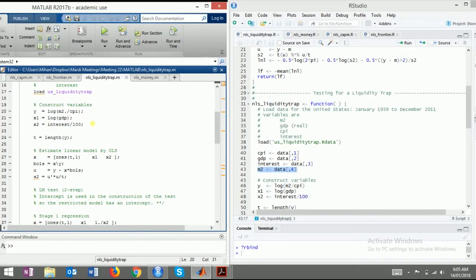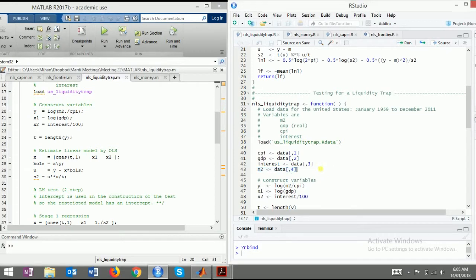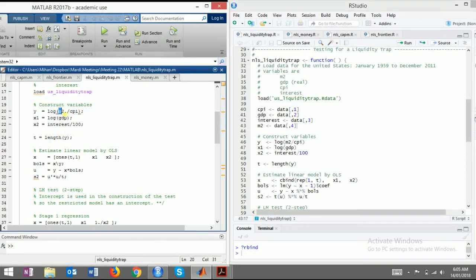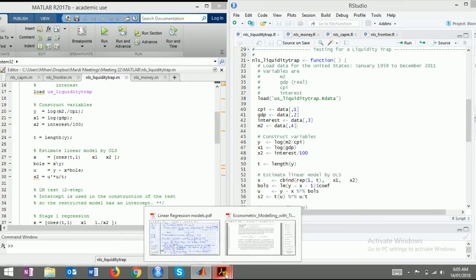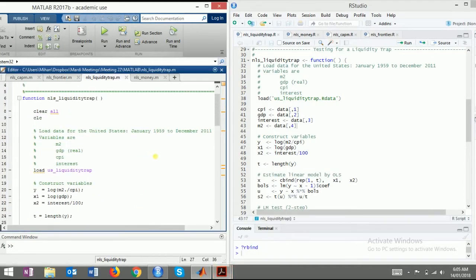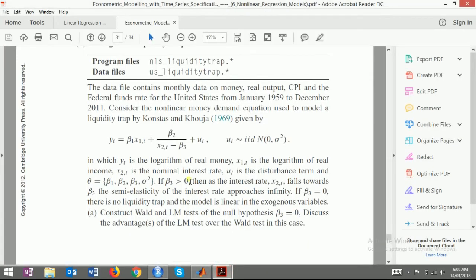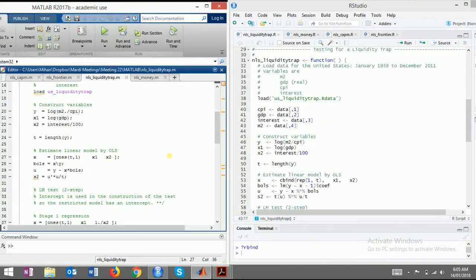Y equals log of M2 divided by consumer price index. X1 is log of GDP, X2 is interest. So money against consumer price index, that is Y, right? Yeah, we'll go one by one slowly.